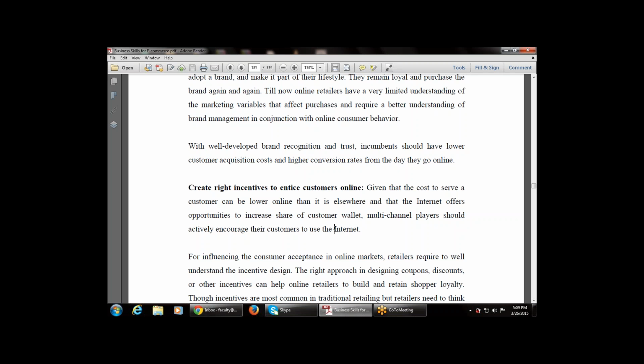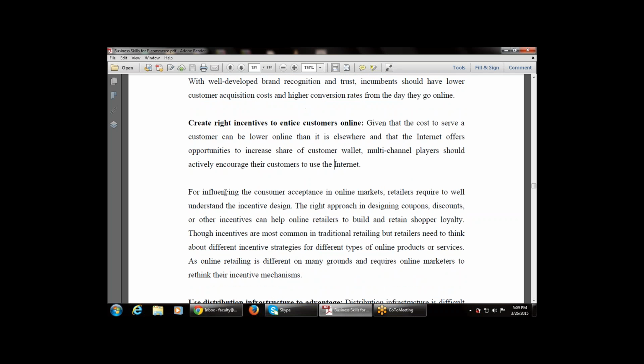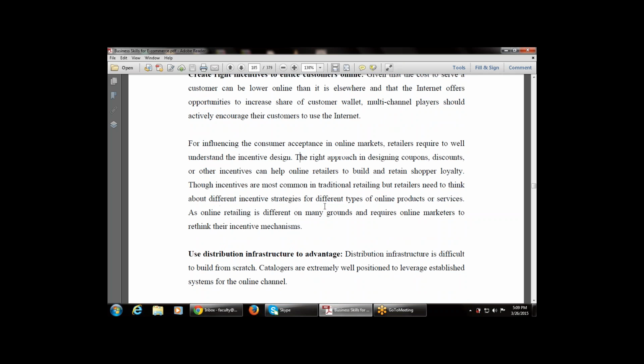That is, the customer is satisfied by providing various benefits like providing goods at a cheap rate or facilities like buy one get one free. So for influencing customer acceptance in online markets, retailers need to understand incentive design well. The right approach in designing coupons, discounts or other incentives can help the online retailer to build and retain shoppers' loyalty.